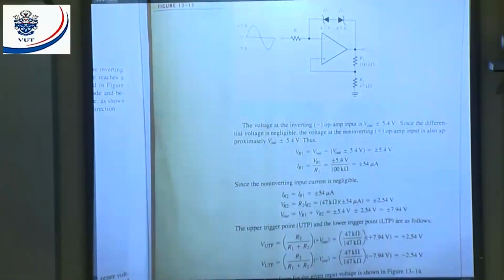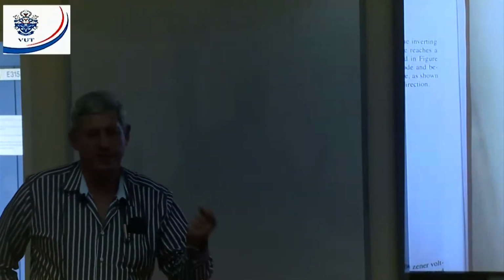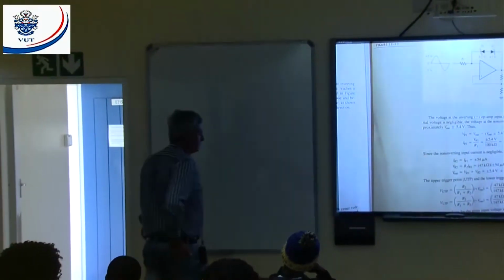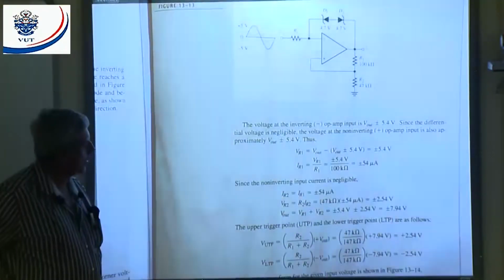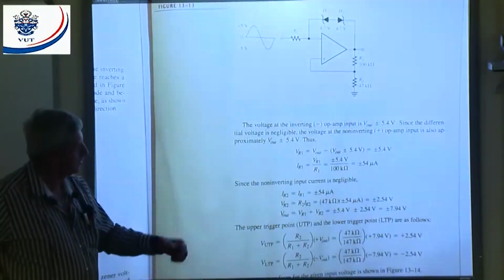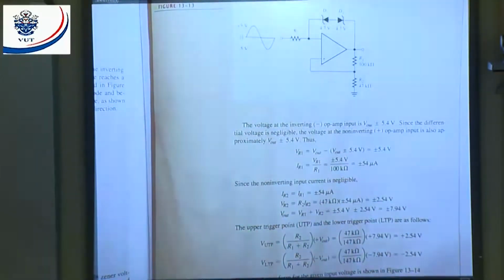If I've got the output voltage, what can I do? I can go and determine the upper trigger point, and I can go and determine the lower trigger point. All right. Upper trigger point is equal to R2 over R1 plus R2 times V out, and that will give me plus 2.54 volts, and the lower trigger point will be minus 2.54 volts. All right.